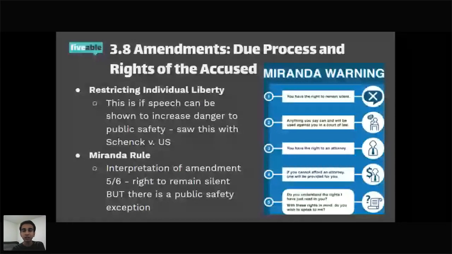So again, you'll see that there are exceptions here when there is a true danger to public safety. So we saw that with prior restraint. We saw that with free speech, with the exercise of religion. Again, a consistent theme throughout this entire unit.